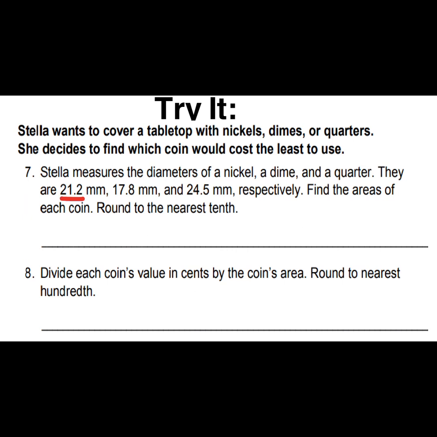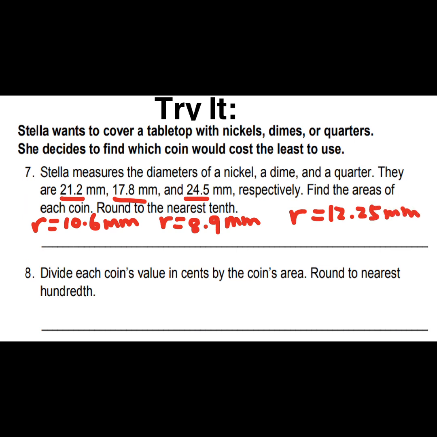So for the nickel, the radius is going to equal 10.6 because it's half of that millimeter. And then for the dime, the radius is going to be 8.9 millimeters. And then for the quarter, the radius is going to be 12.25 millimeters. So now we are ready to find the area of each one. So for the first one, it's going to be pi times 10.6 squared, and if you multiply it together, you should have about 353 millimeters squared.